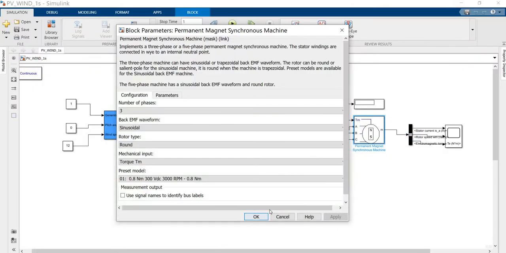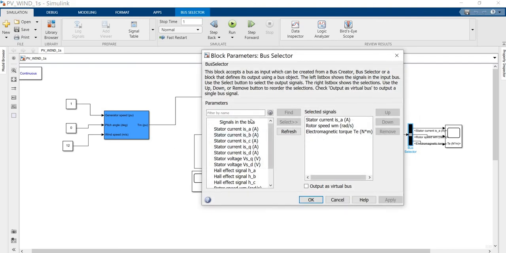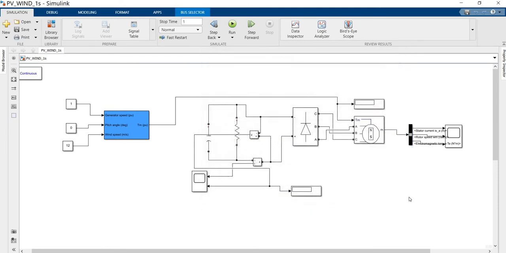For that purpose, we are giving the negative value. At that time, the per unit value will also be negative. You will see it here. So this is the output. This output we are going to integrate with a bus selector: the stator current, electromagnetic torque, and the rotor speed will also be integrated.